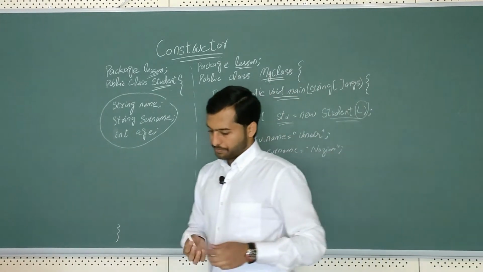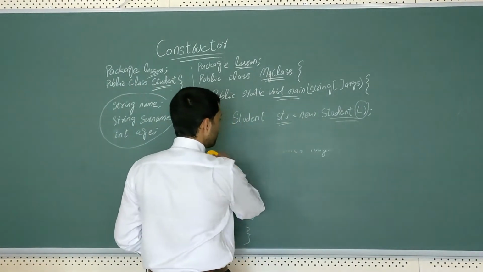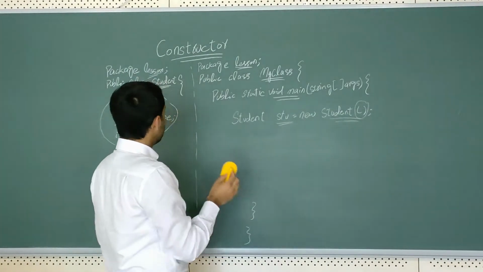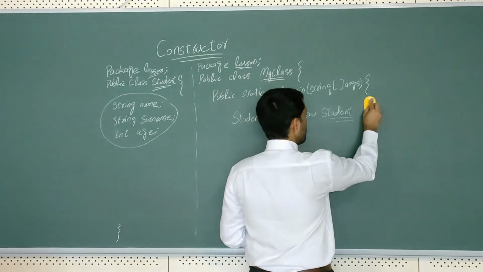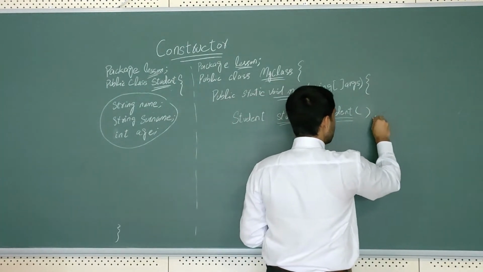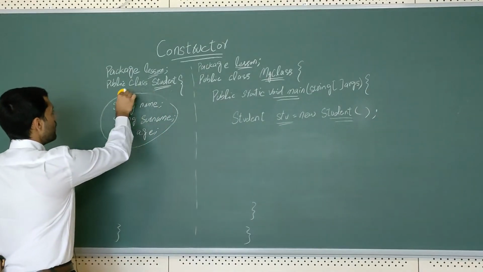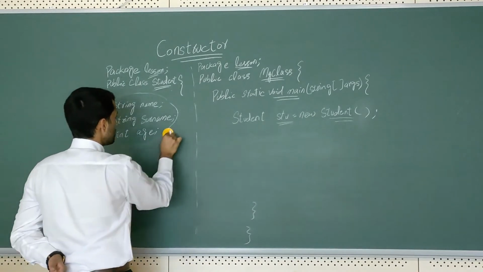Okay, now let me remove these things here. I have removed this one, and now I will go to the topic of the constructor. Let me remove this one here and put these things here. You can take the same example. I am taking the same example of student.